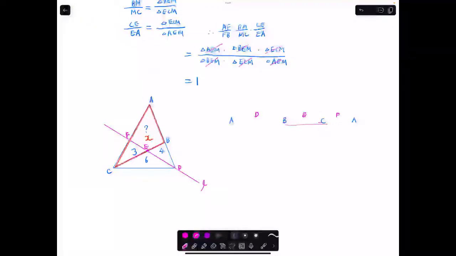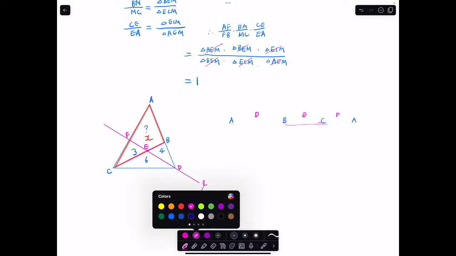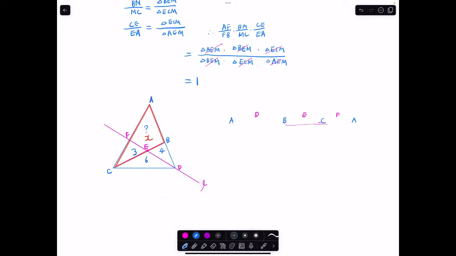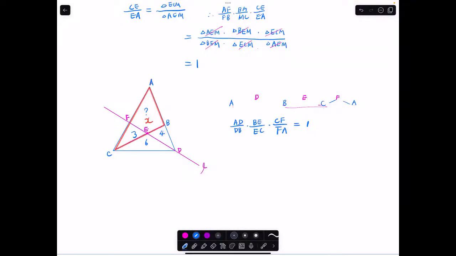So what do we have? Let's write the equation here. The Menelaus Theorem tells us it's going to be AD over DB times BE over EC times CF over FA equal to 1. Now, what is AD over DB? Okay, so let's look at that.